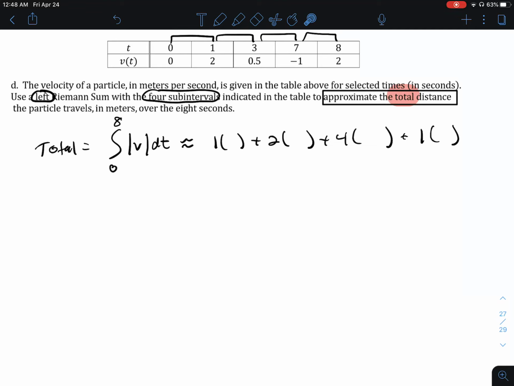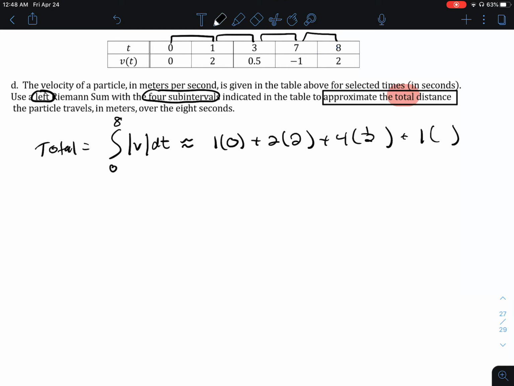Now, which height do we use? It says, once again, a left Riemann sum. So this distance, we're going to use this height. So that's 0. This distance, we use the left height. That's 2. This distance, we use the left height. That's a half. This distance, we use the left height.